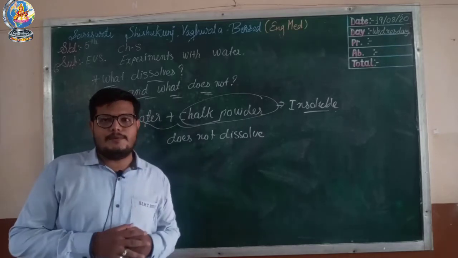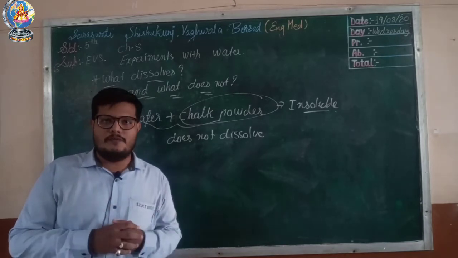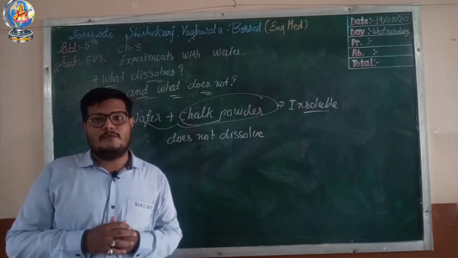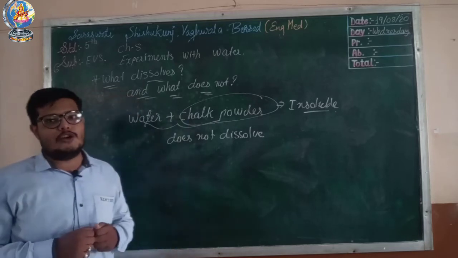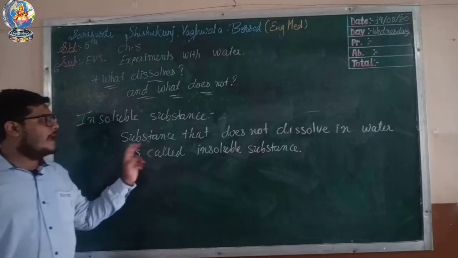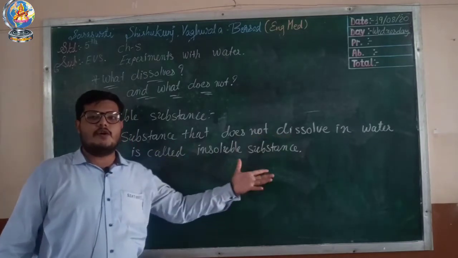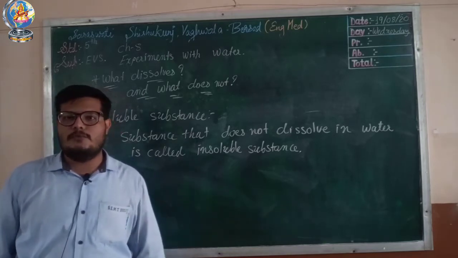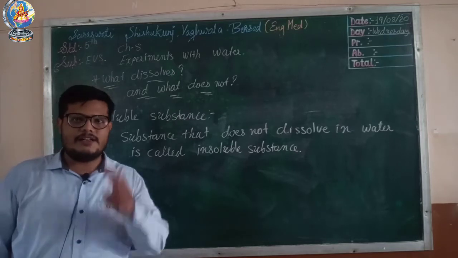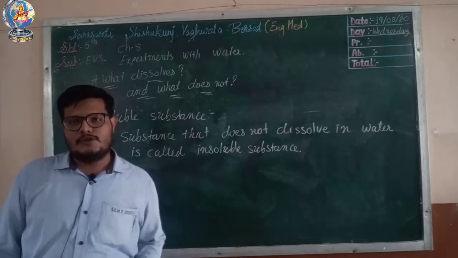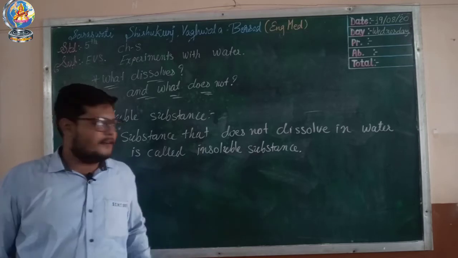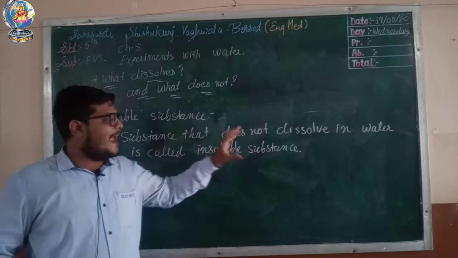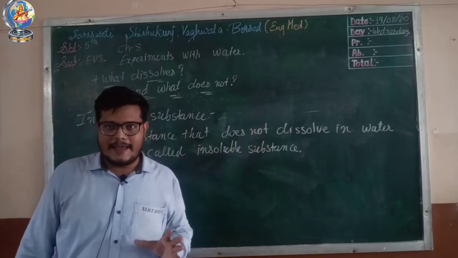There are many things which do not dissolve in water, like sand, you can say. Talcum powder also does not dissolve in water. So let's see the definition of insoluble substance. Here is your definition: a substance that does not dissolve in water is called an insoluble substance. I hope you understand both definitions, soluble substance and insoluble substance. There is only a two-word difference: here, 'does not dissolve' is in the insoluble definition, and 'dissolve' is in the soluble definition.